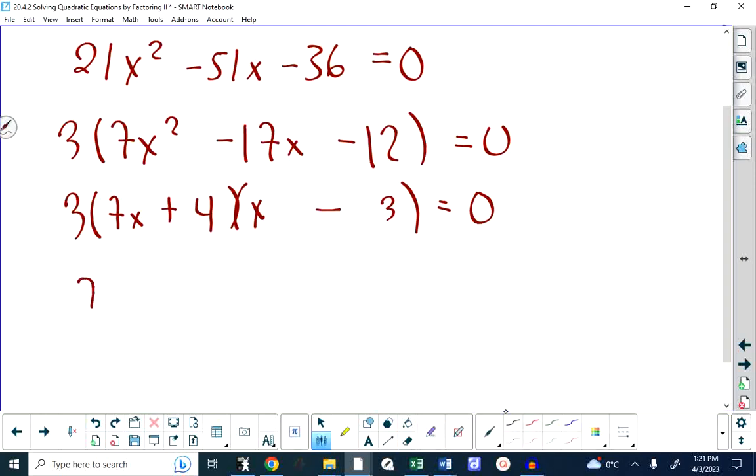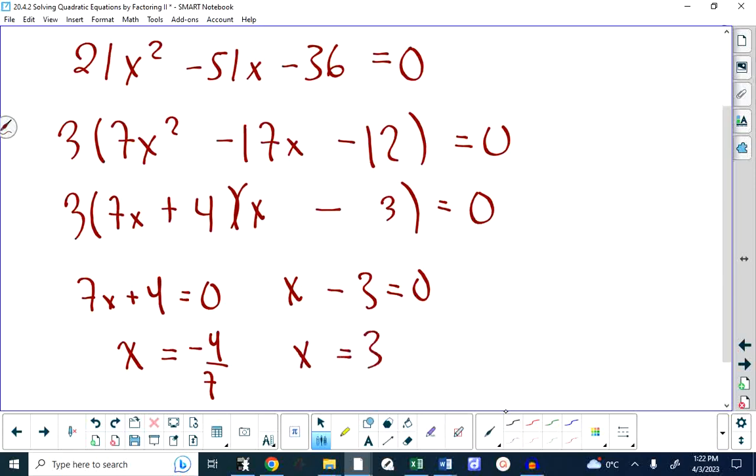All right, that means 7x plus 4 equals 0. It means x minus 3 equals 0. And we're basically done here. X equals negative 4 over 7. X equals positive 3. And we've come a long way now since we plug it in our calculator and look for x-intercepts.